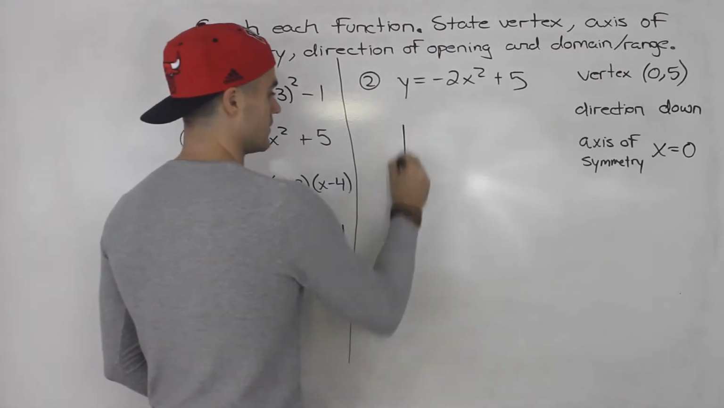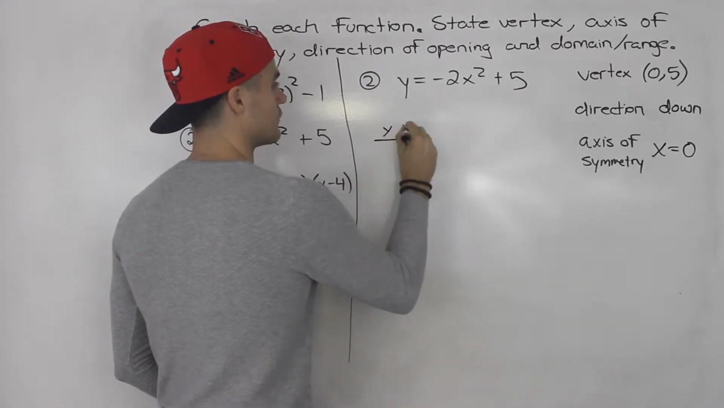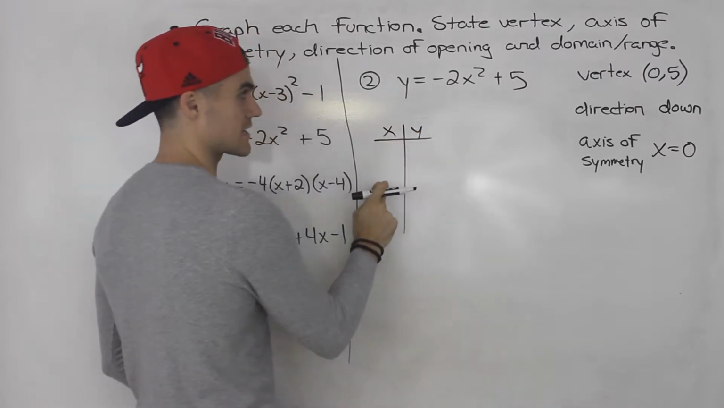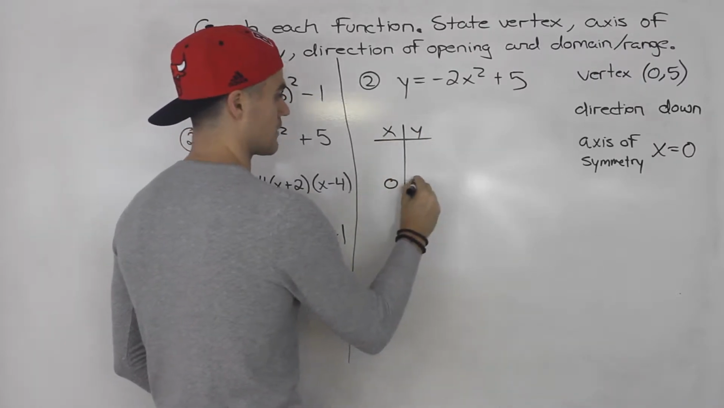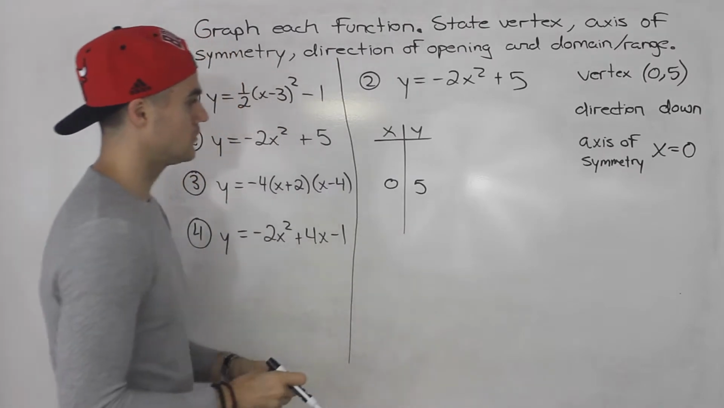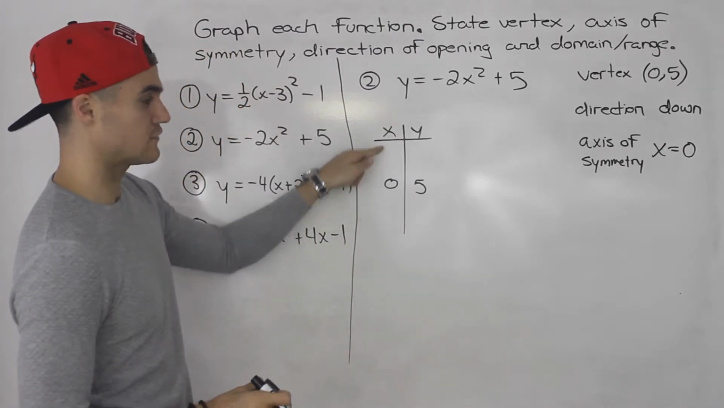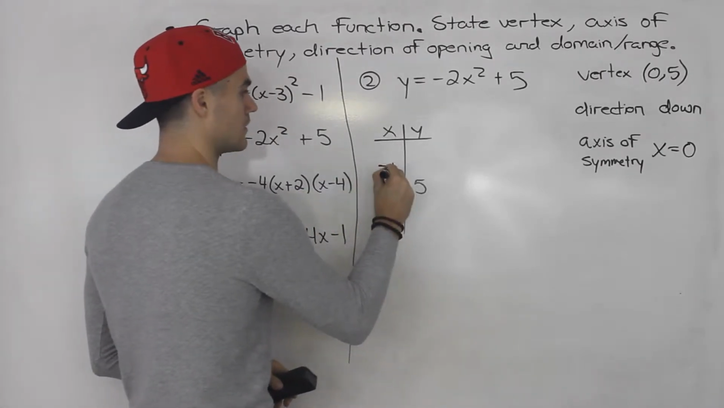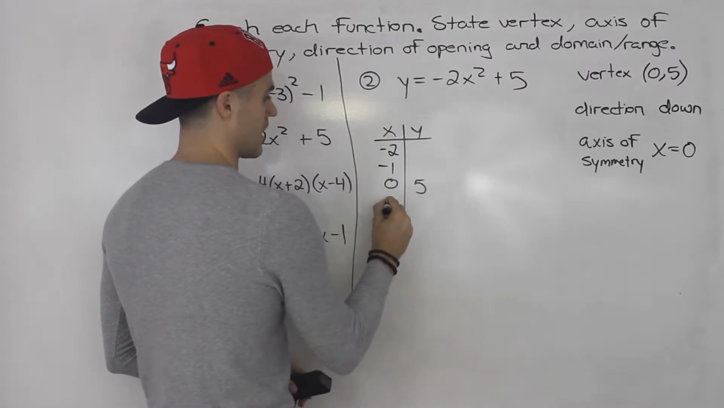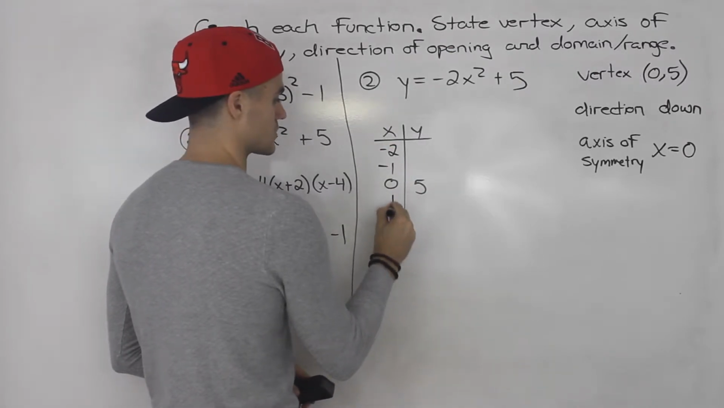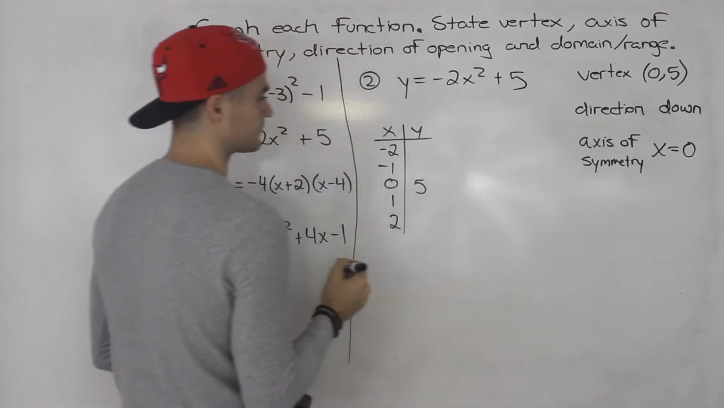Now, if you want to graph it, what I would do is I'd make a table of values, and I would put the vertex in the middle. So 0 and 5 goes in the middle. And then you want to pick two x values to the left of 0. So -1, -2. And then two x values to the right of 0. So 1 and 2.